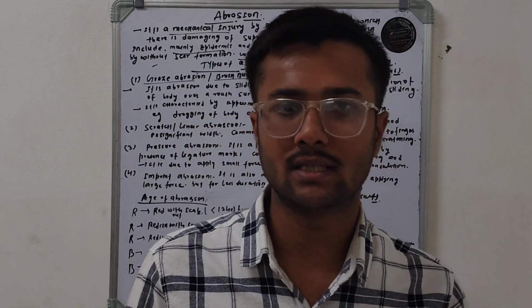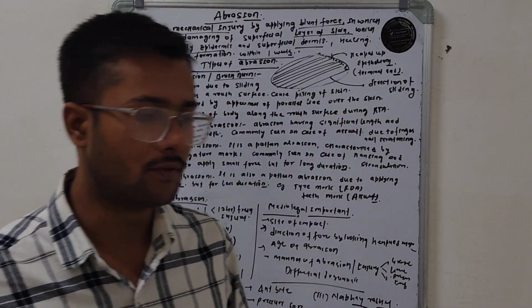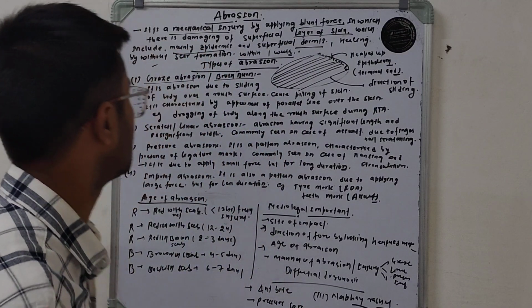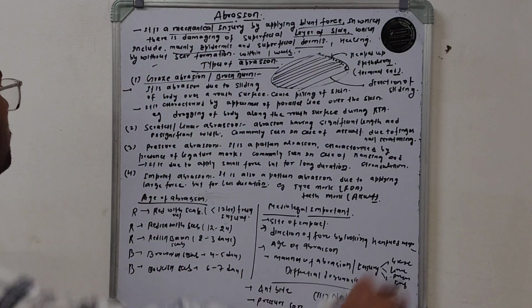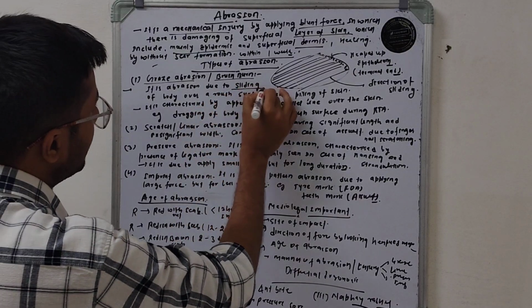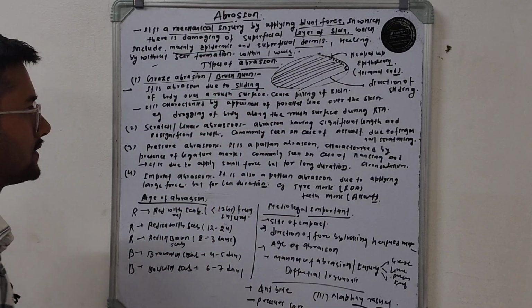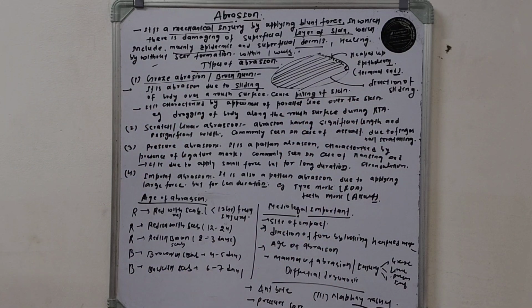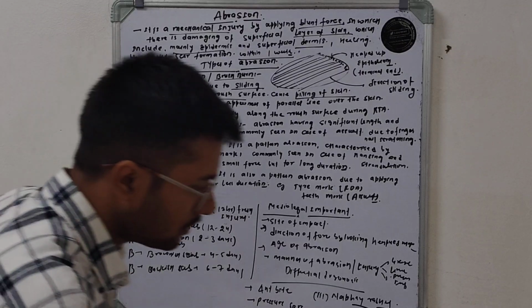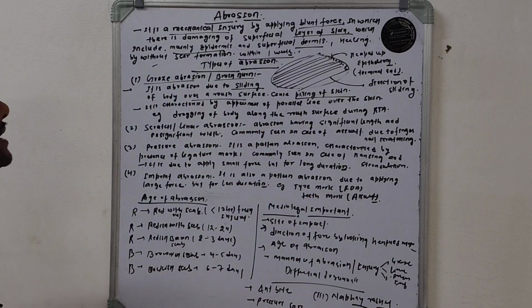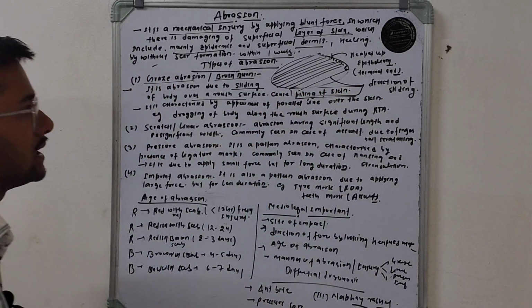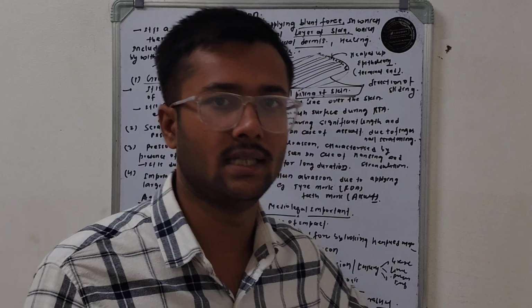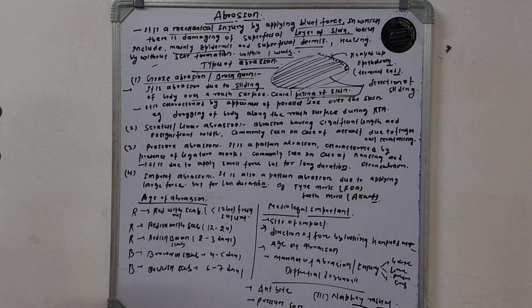So whenever any abrasion looks like a burn injury, we call such an abrasion a brush burn. Okay, it is an abrasion due to the sliding of the body over a rough surface, causing peeling of the skin. So what is the definition of graze abrasion? It is abrasion due to the sliding of the body over a rough surface, which causes peeling of the skin. Okay, peeling of the skin is one of the characteristic features of any type of abrasion, not only in case of graze abrasion.